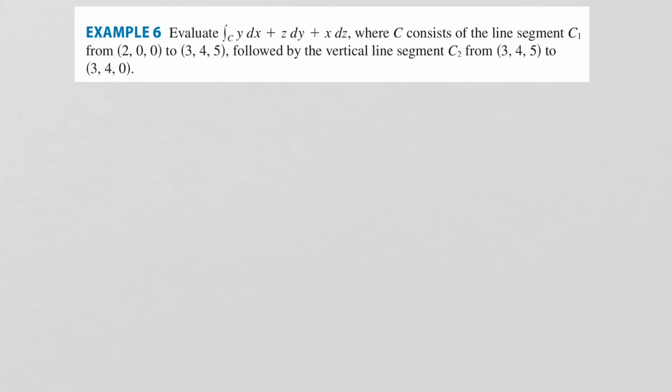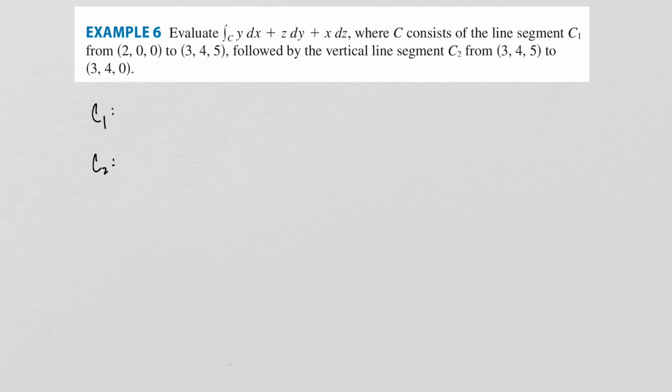In our next example, we want to evaluate the integral along the curve C of y dx plus z dy plus x dz, where C consists of the line segment C1 from the point 2, 0, 0 to the point 3, 4, 5, followed by the vertical line segment C2 from 3, 4, 5 to 3, 4, 0. The hardest part in this problem is just finding the parameterization of the curves C1 and C2. But it works exactly the same as it did in two variables.